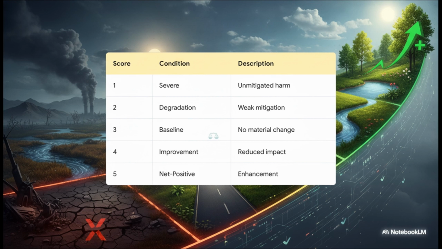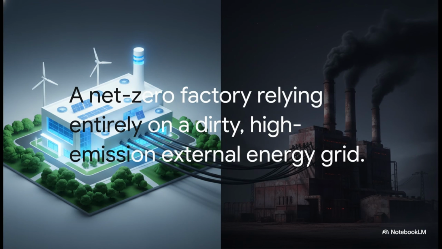And a 5? That is a net positive enhancement. That's where you're measurably improving the system's capacity and delivering real positive value. Let's ground this with a micro scenario straight from the text. Imagine you're building a net zero ice cream factory. Sounds amazing on paper, right?